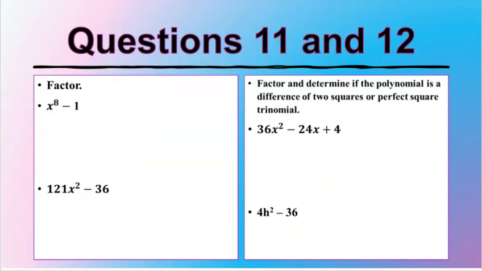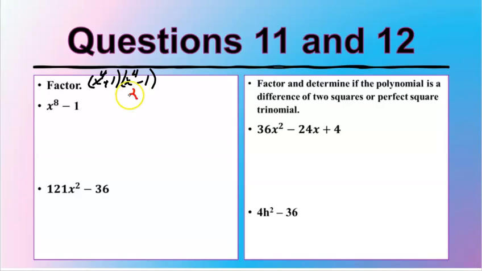Question 11. Here we're going to factor, but we'll have to factor more than once. So here I'm going to find the square root. This is a difference of two squares, so I can make this x to the fourth plus 1 times x to the fourth minus 1. So for a difference of two squares, you find the square root of the first part, the square root of the second part, and each binomial has a plus and a minus.